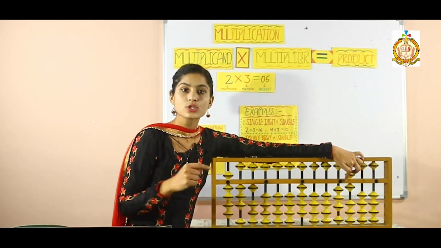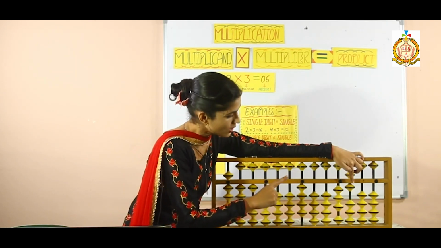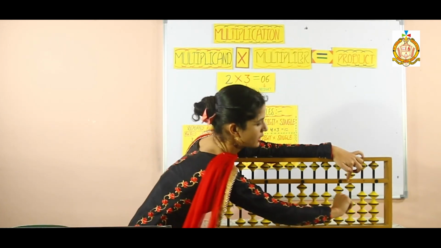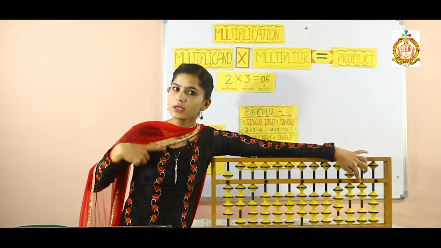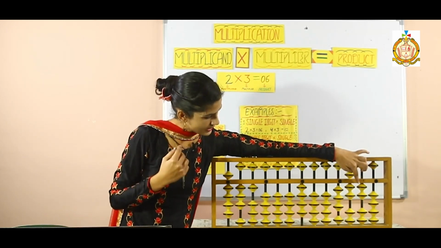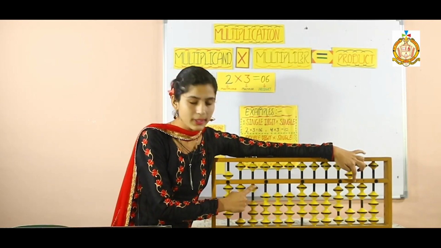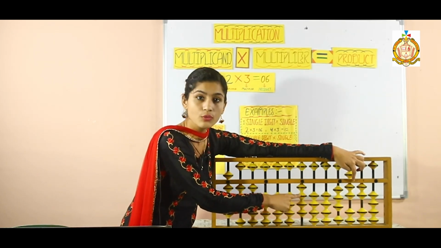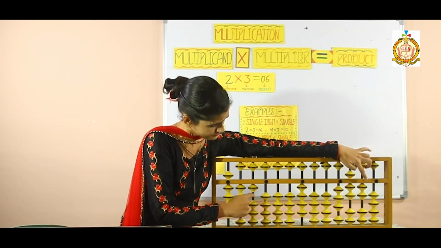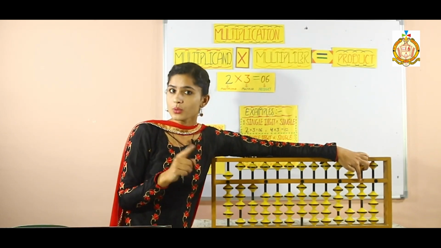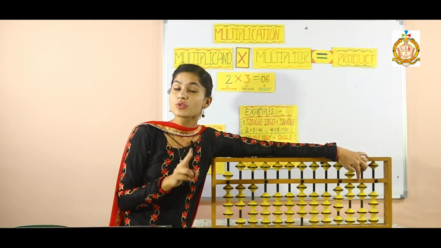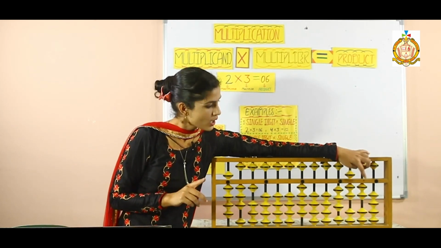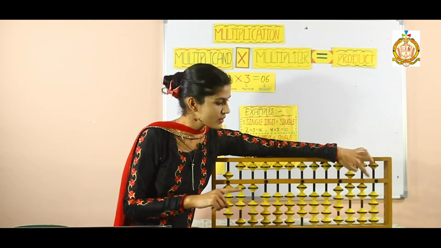Now 4 into 3 is 12. So first we have to add 1 on the third rod, and next 2. Now place your finger on the second rod. Now 2 is here. Next is 1. The multiplicand digit is 1 and the multiplier is 4, so 4 into 1 is 4. But our product should be minimum 2 digits, so we will consider it as 0, 4. On the second rod there is no need of adding any bit because 0 is there. On the ones place, 4 is there.